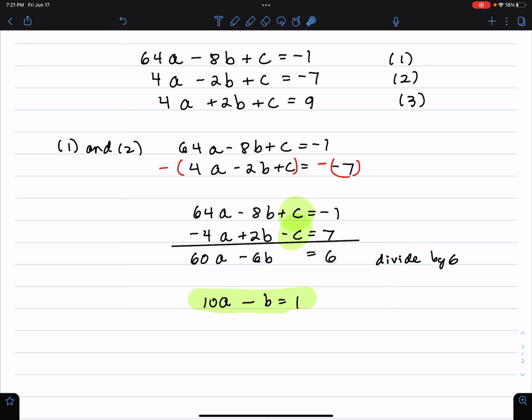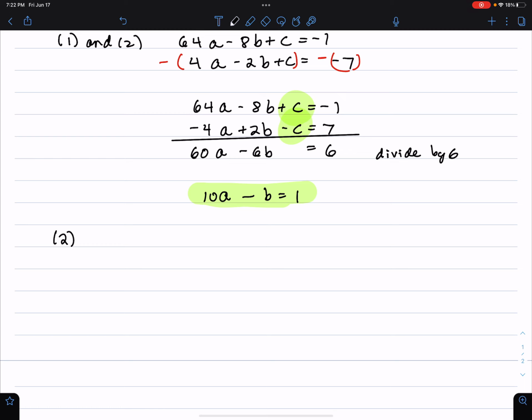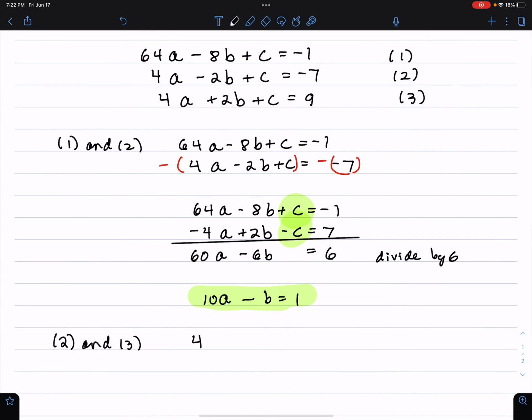Now what I'm going to do is look at the second and the third. Somehow we've already used 1 and 2, so you somehow have to use the third equation. You could use 1 and 3 or 2 and 3. I'll just use 2 and 3. Okay, so I'm going to copy and paste those down.